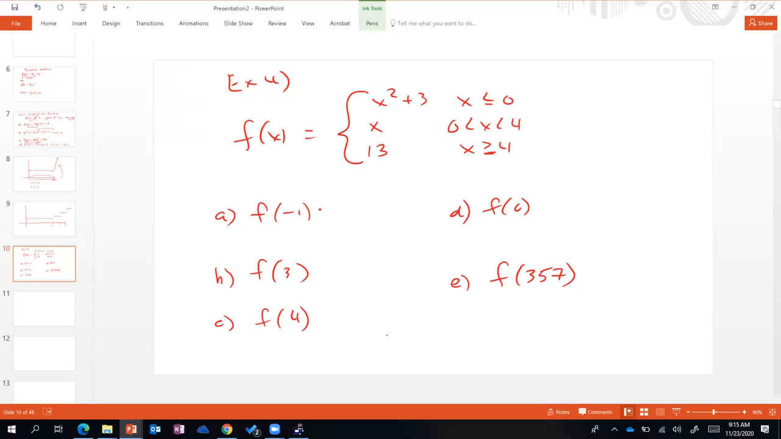So let's go for it here. So f of negative 1. Which function are we going to use? Top, middle, or bottom? Top function. It's a negative 1 here, so x is less than 0. So negative 1 goes in here, gets squared. That's 1, and 1 plus 3 is 4. Done. F of 3. Which one? Middle one, because the input value is between 0 and 4. That means we're going to use the input value, and the output is exactly what you put in. So it's just x. Whatever you put in as x, you get out as x.